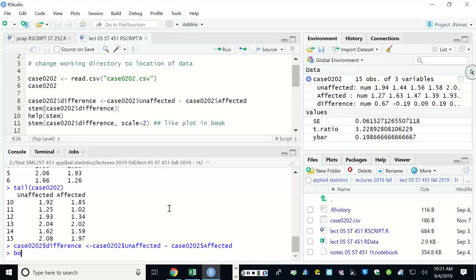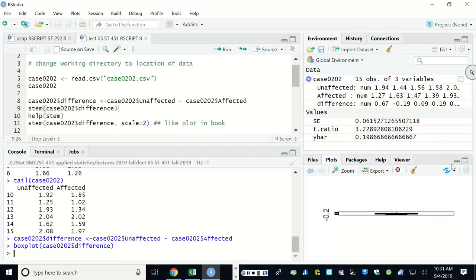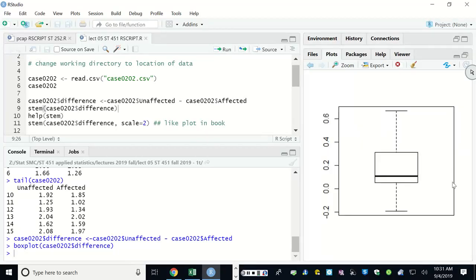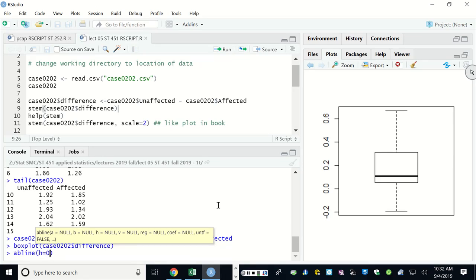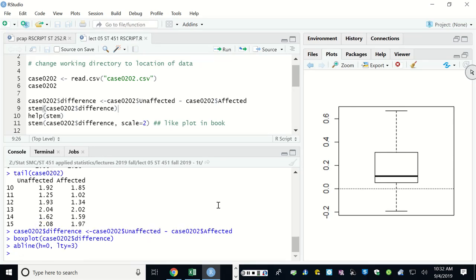We can look at the differences, so say a box plot of the difference. And that's great. There we go. Our focus is on 0. If the twins had the same volume of that particular brain region, we'd be at 0. With abline you can put a horizontal line at 0, with lty, the line type, so you get a little dotted line there. More than 75% of the observations are above 0.